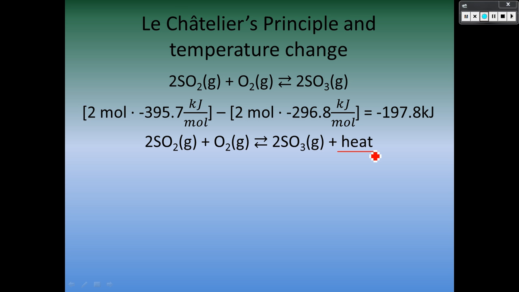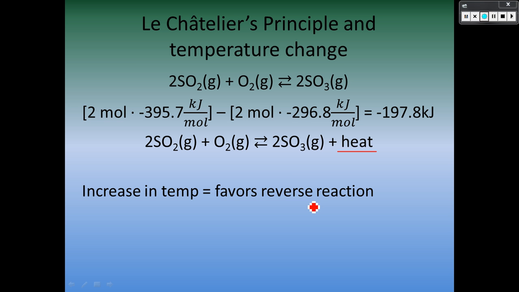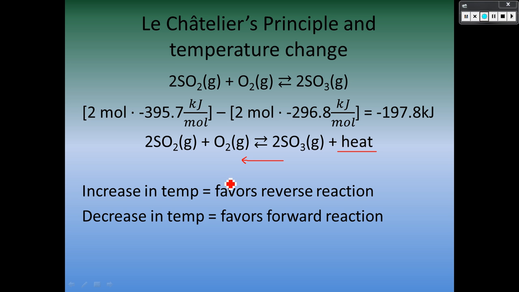Okay? So what some of you may have realized is that if you increase the temperature, that's going to favor the reverse reaction because it's going to drive the system away from the excess energy. This system already produces energy. It would almost be like adding a product. And so it's going to favor the reverse reaction. If we decrease the temperature, we put this in an ice bath, that's going to favor the forward reaction because you're taking away a product, and so it's going to go towards the product to replace that product.